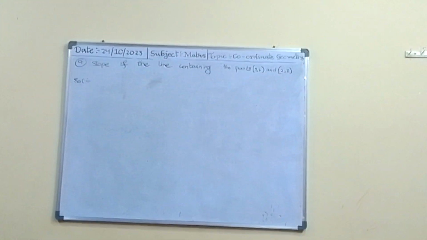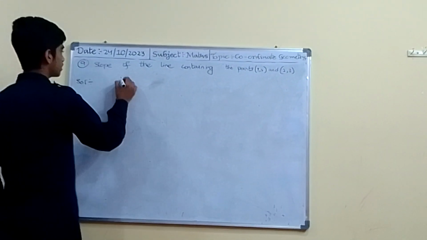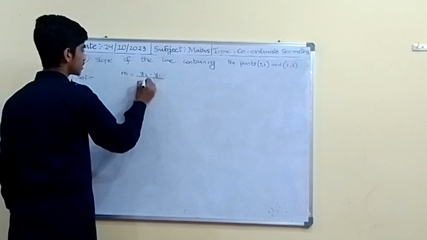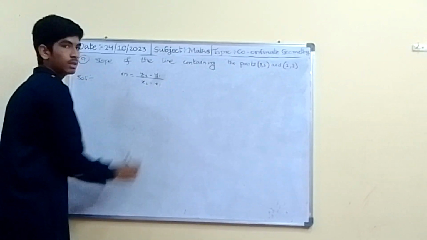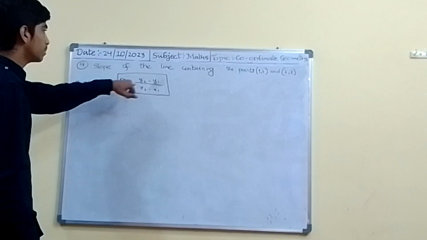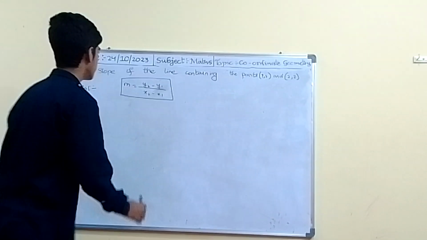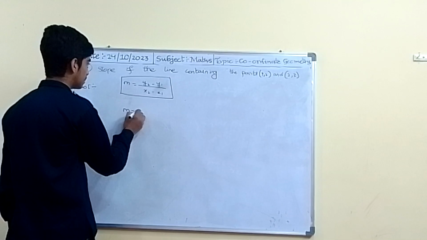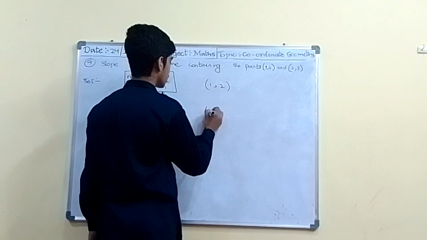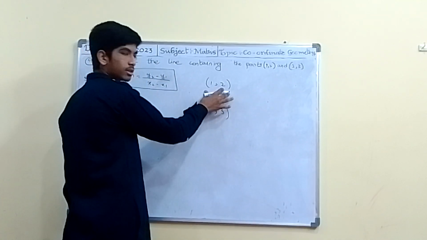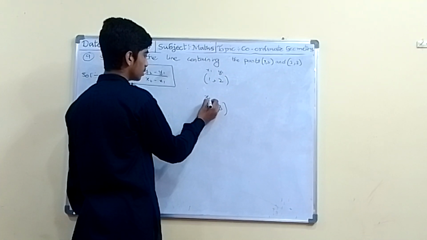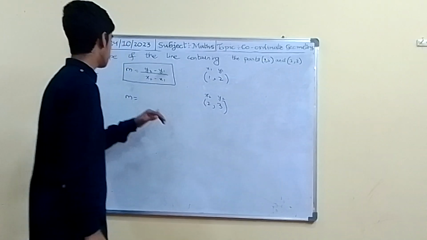What is the formula? M is equal to (y2 minus y1) by (x2 minus x1). This is the formula. What is M here? M is the slope of the line. So we have to find the slope of the line for the points 1, 2 and 2, 3. Here we have to substitute the values. M is equal to y2 minus y1. First we take the 2 points, 1 comma 2 and 2 comma 3. This is the first point, so x1, y1, and this is x2, y2. These are the 4 values. We have to substitute these values.